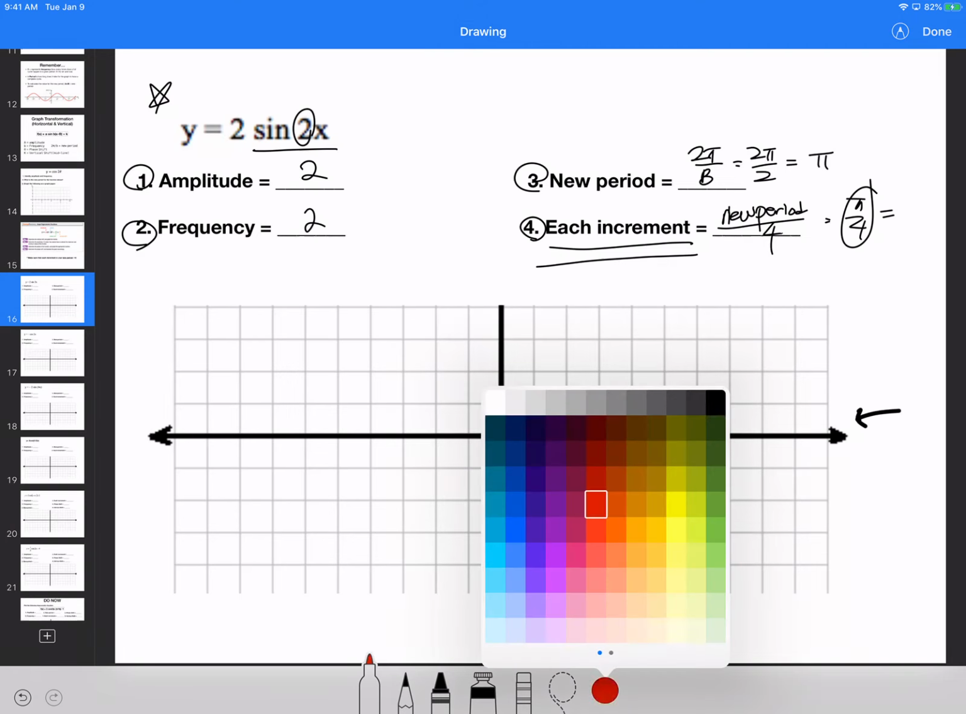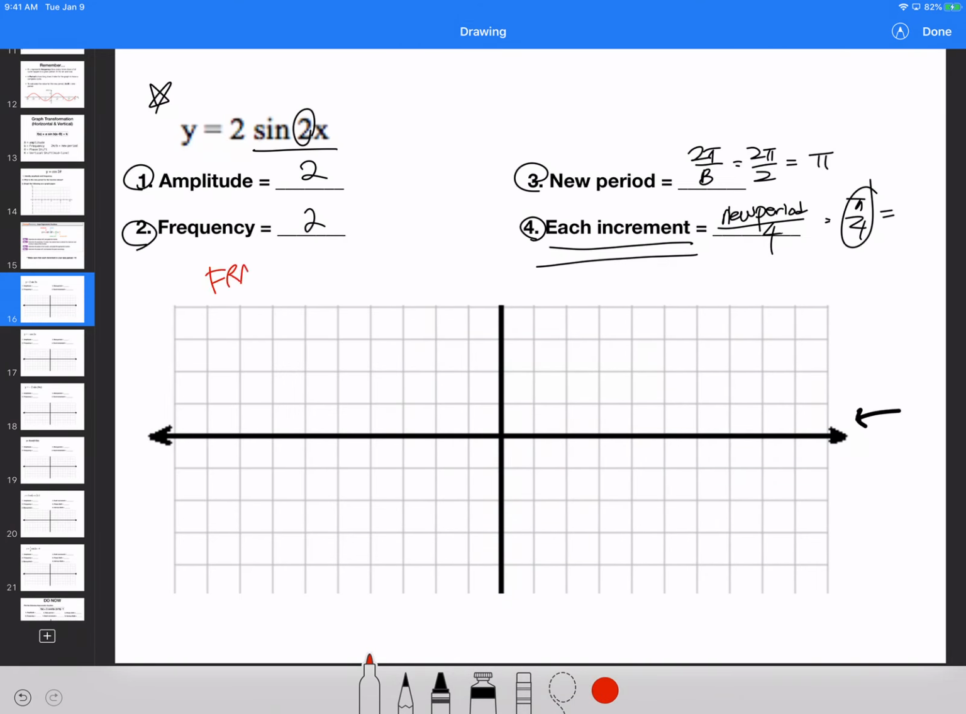So first my job is to establish the framework. Always establish the framework. There is no vertical shift, so I know the midline happens at 0, and you won't see any vertical shift for today's homework. Amplitude is positive 2, negative 2, those are my max and min, so I established my framework, okay?